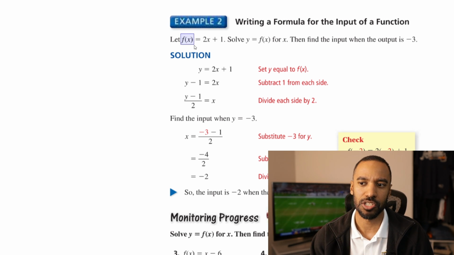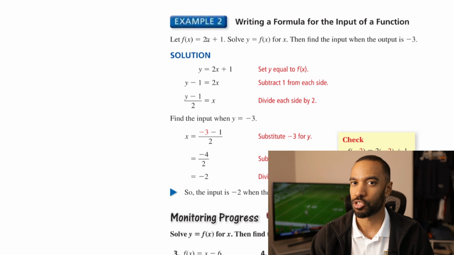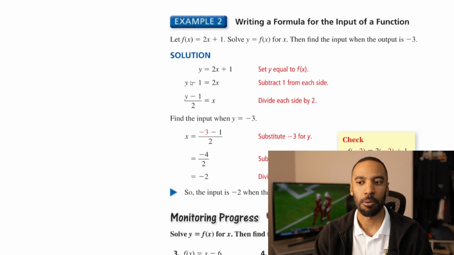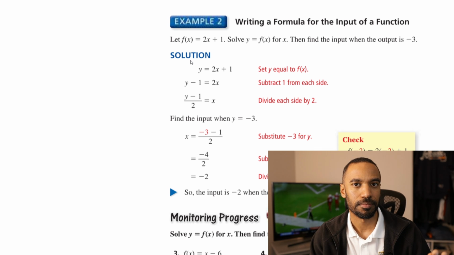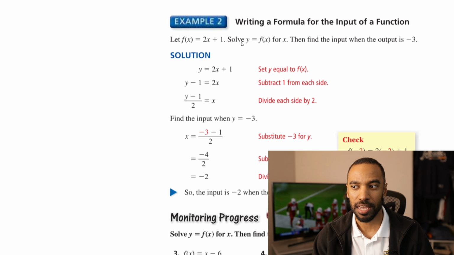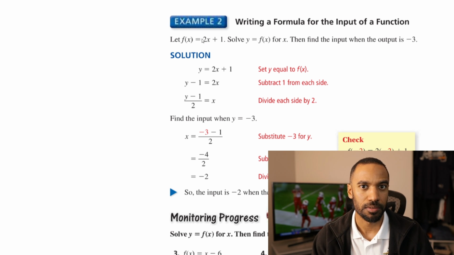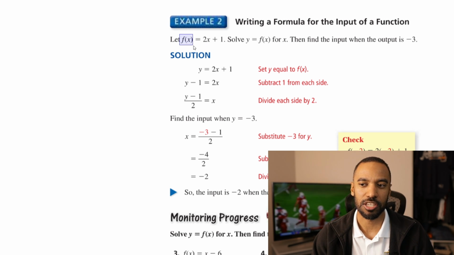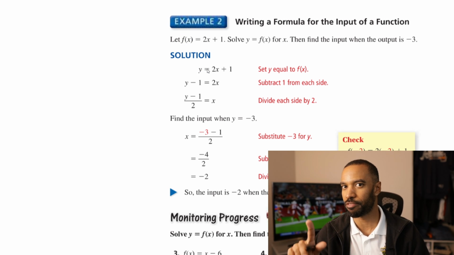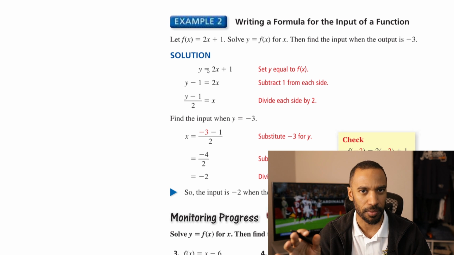So if f of x, or y, is your output, and x is your input, how could you use the output and make it be the input, and make the input be the output? Instead of making it say y equals, you make it say x equals. Now remember, this did say f of x to begin with. The best thing you want to do in this case is turn it into a y, just a single variable that seems to be able to manipulate with other parts.